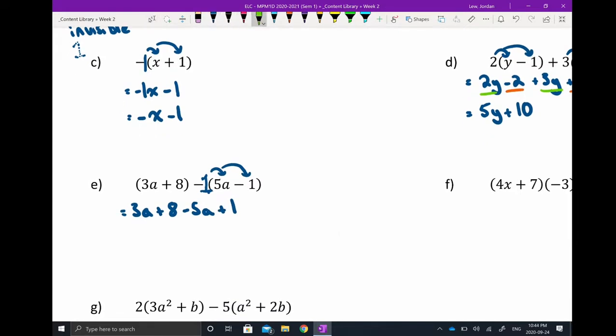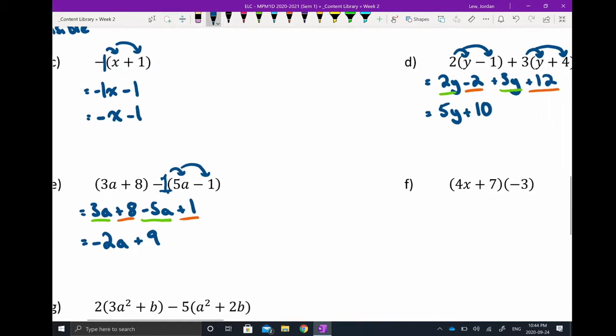I can collect my like terms by looking for my a's. Again, with the 5a, remember to include the negative in front. Include that sign in front of it. And then 8 and 1, just my constants. So 3a minus 5a is negative 2a, and then 8 plus 1 is positive 9. And I've simplified it as much as I can.